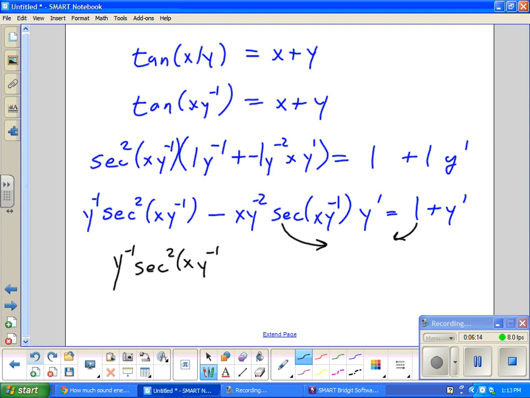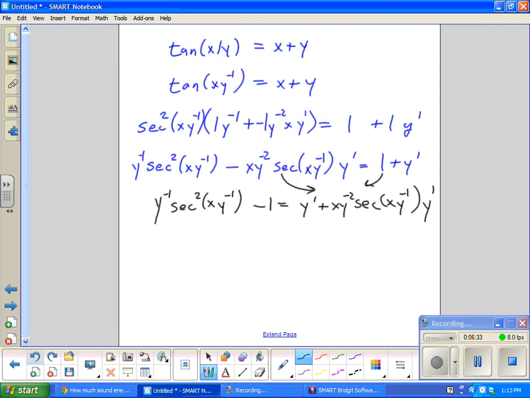I'd rather quickly get that minus 1 equals y prime plus. Now, this is where I see students typically make algebra mistakes. Gotta be careful, because when I factor the y prime out, I get a 1 here when I factor the y prime out. So I'm going to show that as a whole step here. Let's keep this side. It's y prime, and that would be 1 plus xy negative 2 secant xy negative 1. And again, the other side stays the same.